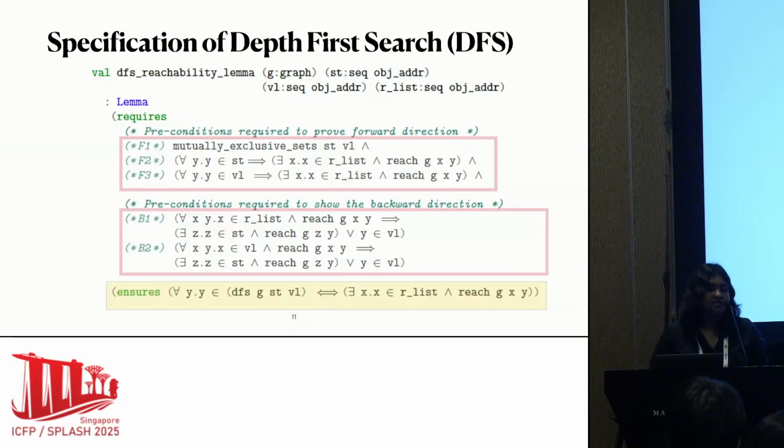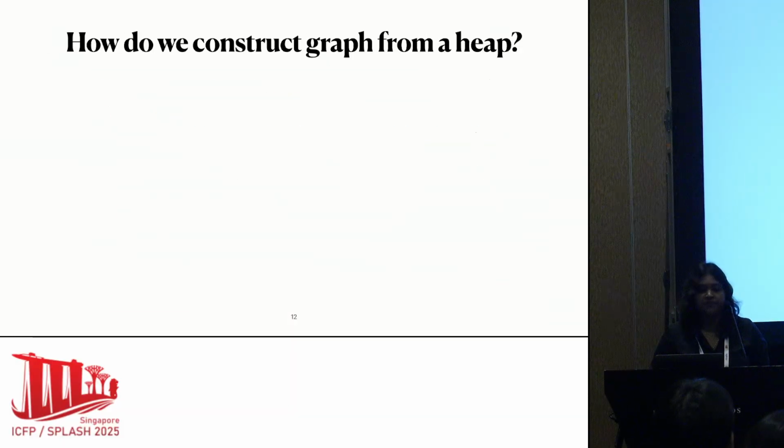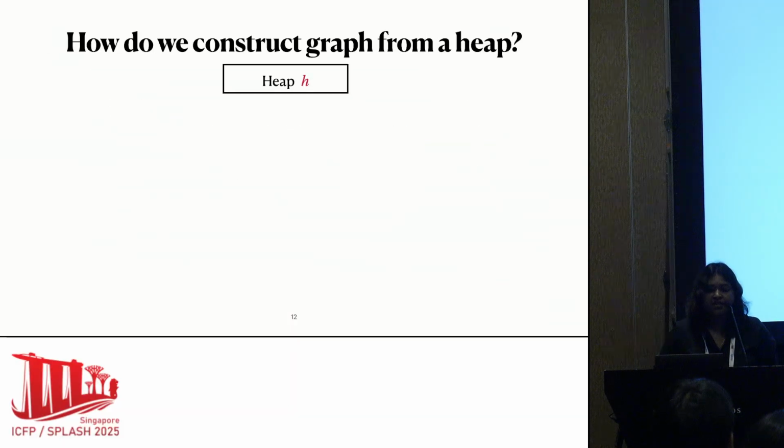Note that this second precondition is exactly an intermediate invocation. It models the intermediate invocation of a DFS traversal. Using that, we are able to prove this property, and this is the strongest property which is required to preserve the reachability. Now, how do we construct a graph from a heap?